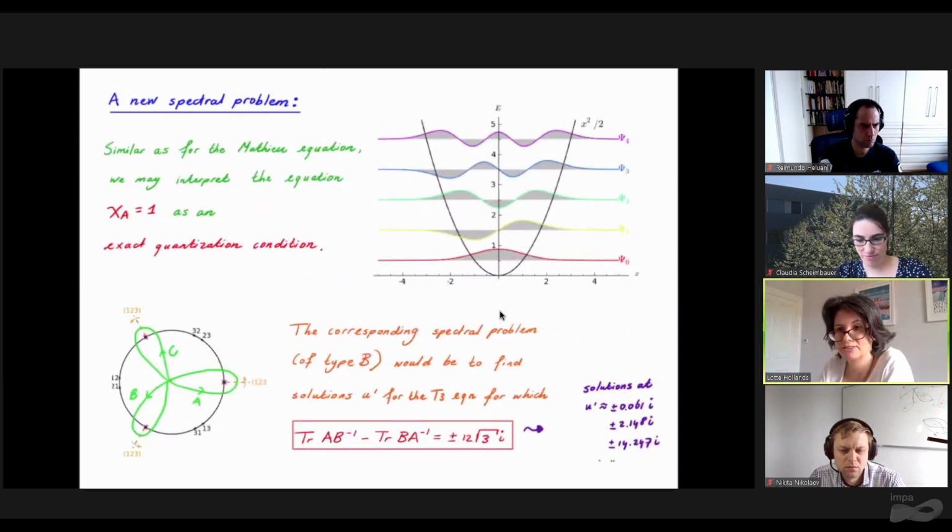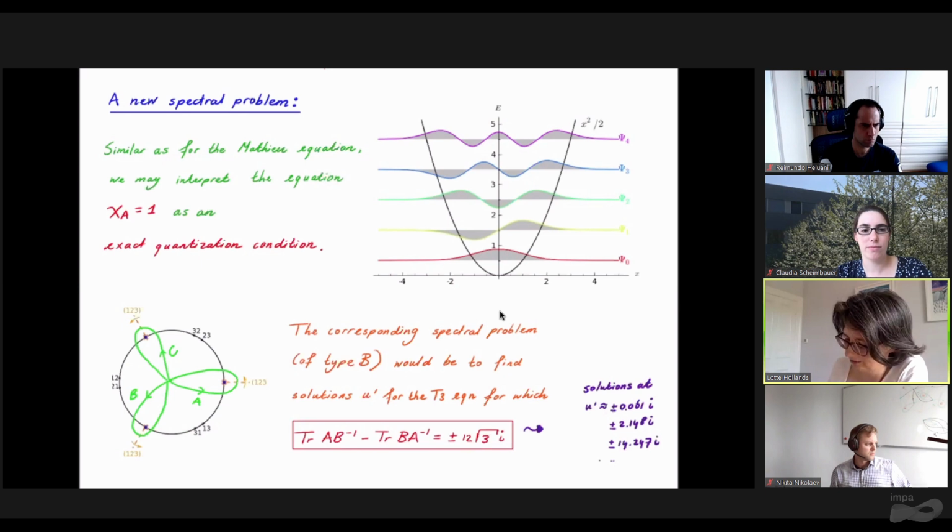Right, since time is almost up, I want to say one more thing: this abelianization defines a new spectral problem. Well, this is what we were looking for as well. The spectral problem is of a different type than the ones we've used before, because we're not just talking about a Schrödinger equation. We have an order 3 differential equation on this 3-punctured sphere. But similarly as before, we might interpret this equation XA equal to 1 as an exact quantization problem for a certain spectral problem.